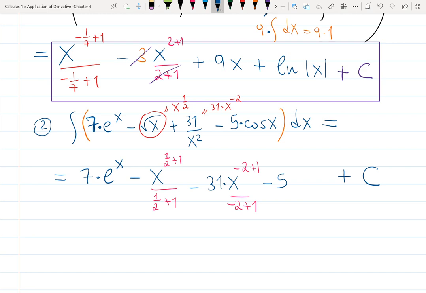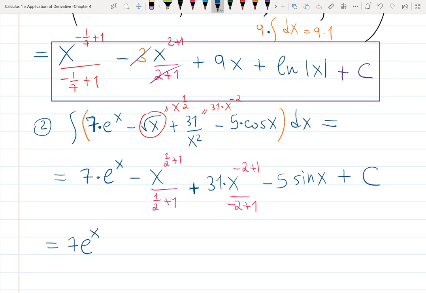Oh, also, why there's a minus here? It should not be minus, it should be plus over here. Plus 31x to the -2 plus 1 over -2 plus 1. Now, what derivative of what gave me cosine? You're right, this is sine. So it's going to be -5 sine x plus c at the end. Let's rewrite everything nicely.